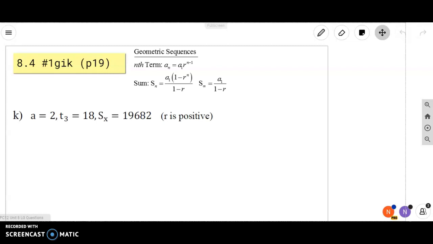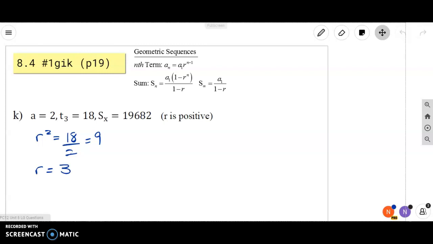Since I have my first term and my third term, it's pretty straightforward to find this one. My third term over my first term is going to be equal to r squared. So 18 over 2, or 9, is my r squared. My r value is 3.